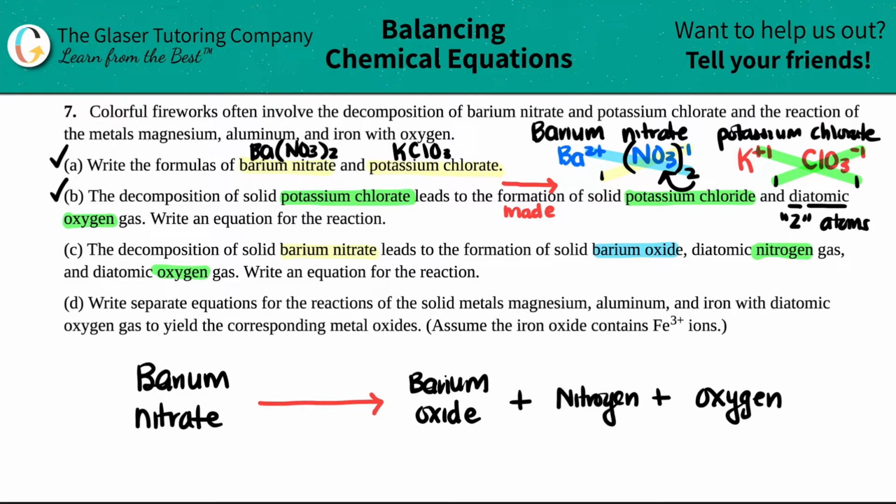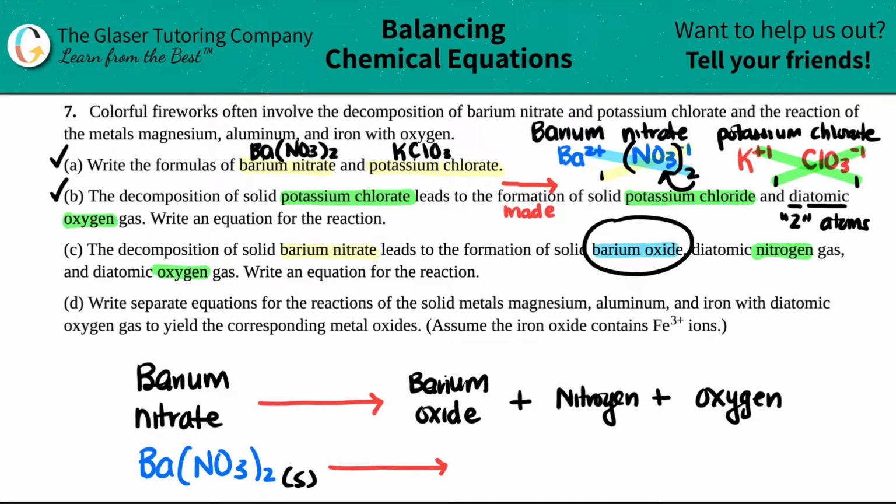Now we just have to write the formula. Well, we already did barium nitrate in the beginning, right? Barium nitrate was BaNO3. Did they give us any more information? They said that it was a solid. So I'm just going to put an S here. And that leads to the formation of barium oxide. So I got to know what barium oxide is. I'll do it down below here.